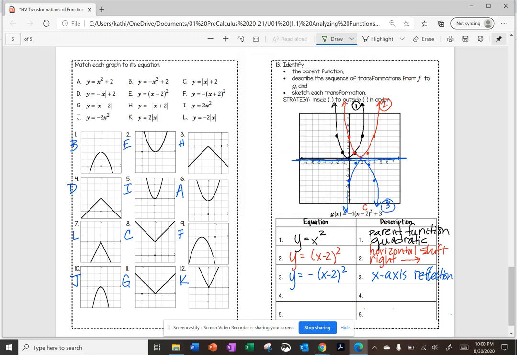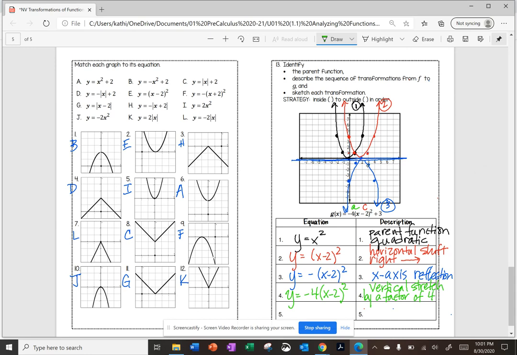My next transformation is A. A is 4, so I have y equals negative 4 times the quantity x minus 2 squared. A is my vertical stretch, a stretch by a factor of 4. I'm not only describing if it's a stretch or a compress, but how many times. What I'm doing is taking each y value and multiplying it times 4.